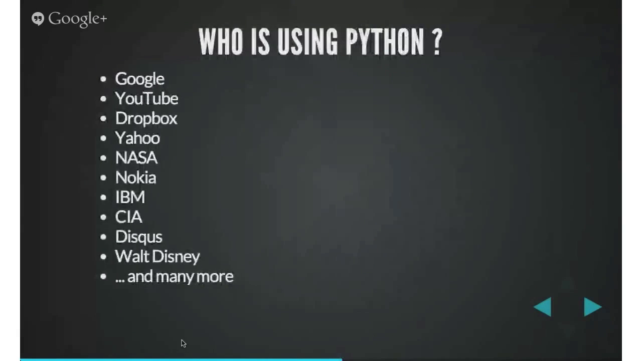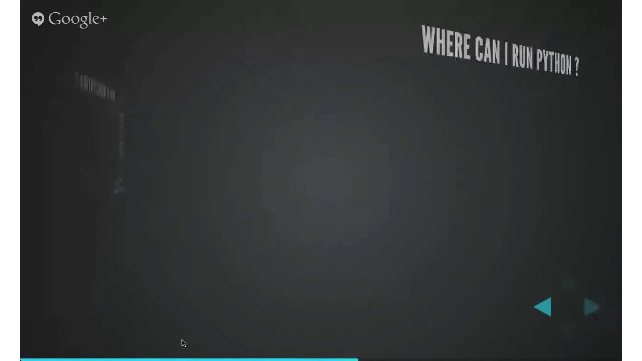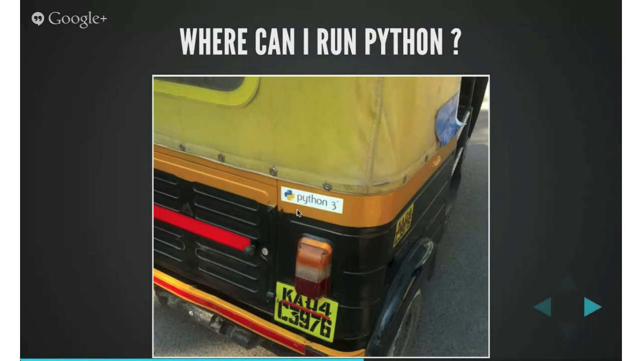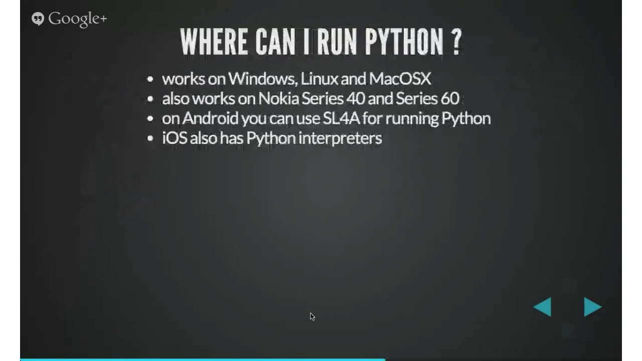CIA is using Python maybe to spy on you. I don't know. If you didn't get the joke, assume I didn't say it. You can see Karnataka. Did you find that? Someone tweeted about it, so I just stole it.